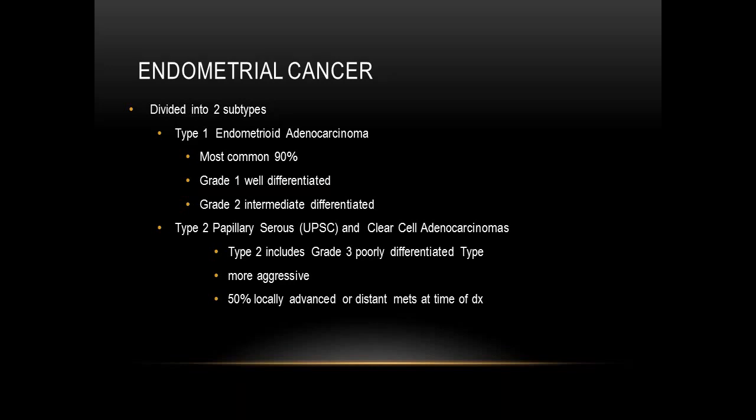Then there's type 2. Type 2 is made up of papillary serous, which is abbreviated UPSC for uterine papillary serous carcinoma, and clear cell adenocarcinoma. These are way more aggressive tumors. Type 2 also includes our grade 3 poorly differentiated type of the endometrioid adenocarcinoma. These are more aggressive. At the time of presentation, 50% are already locally advanced, or there are distant metastases at the time of diagnosis.